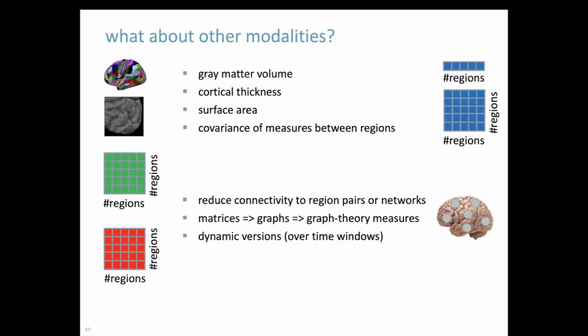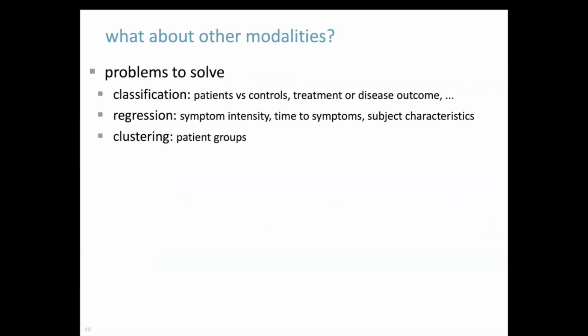So all this to say, this framework works for measures derived in all these ways. It's not restricted just to functional MRI by itself. And also not restricted to doing classification problems in psychology. So most of the problems we encounter are actually patients versus controls. Is there any difference between them? Can we predict whether they will respond to a treatment, or what the disease outcome is going to be? Or it could be how intense are symptoms in some rating? What's the time for symptoms to appear? For instance, transitioning from MCI to dementia, or various patient characteristics.